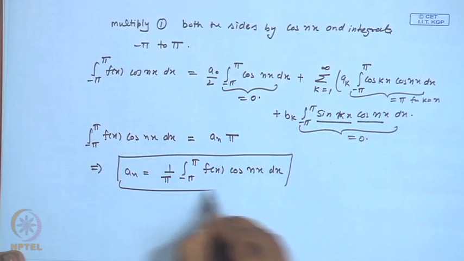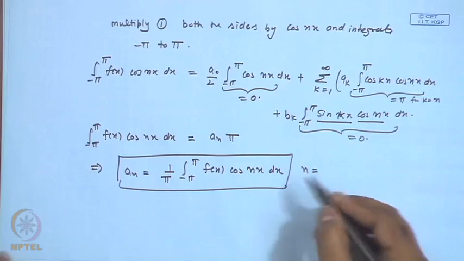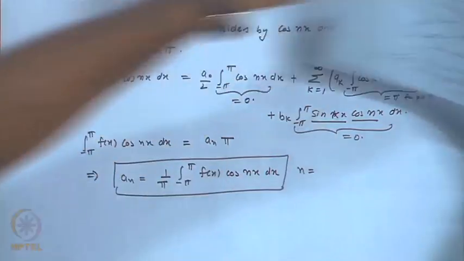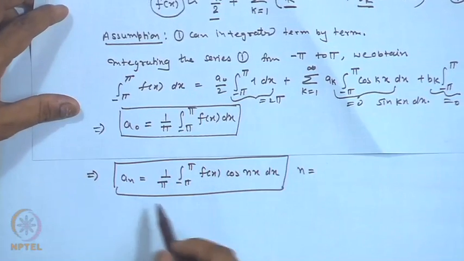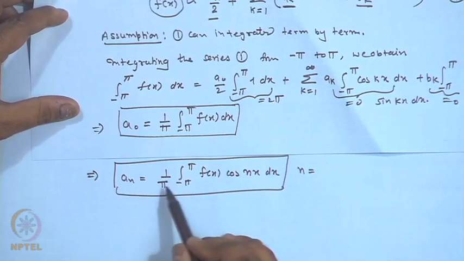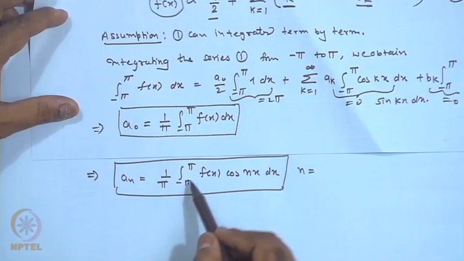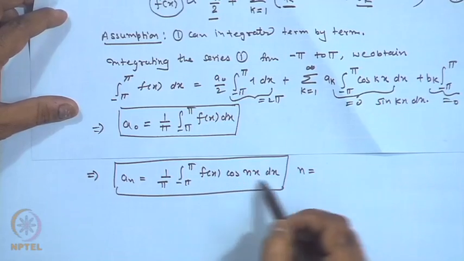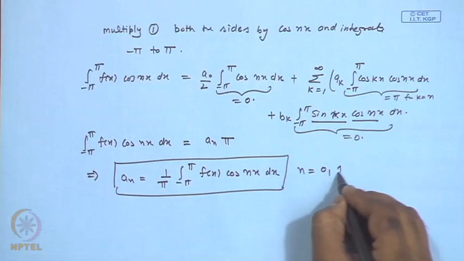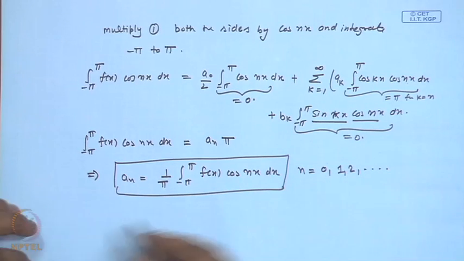So, this is the formula for the a n, and here n is 0 we already got, but if you see, that a 0 we can also get from here, because a 0 is going to be 1 over pi, integral from minus pi to pi of f x dx. So, this is basically true for n equals 0, 1, 2 and so on.